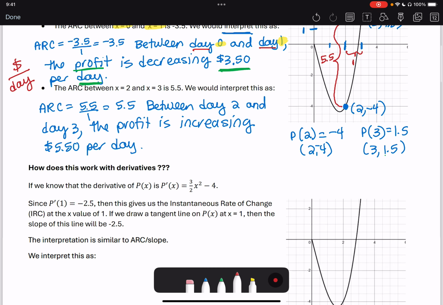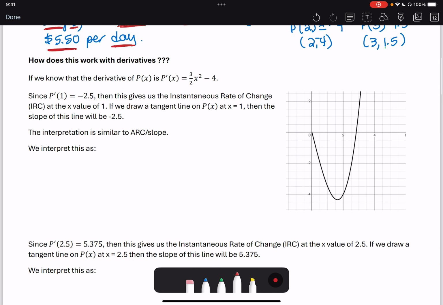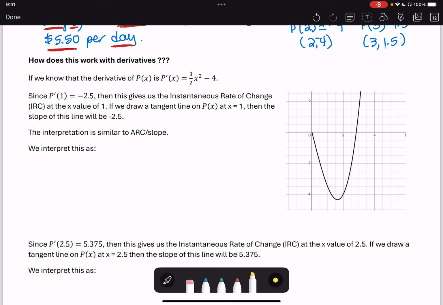Okay, so now let's talk about how this all goes with our derivatives. We've still got this p of x function here, and you can see that you're being given your derivative here.